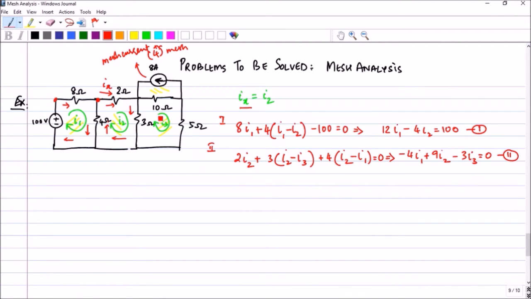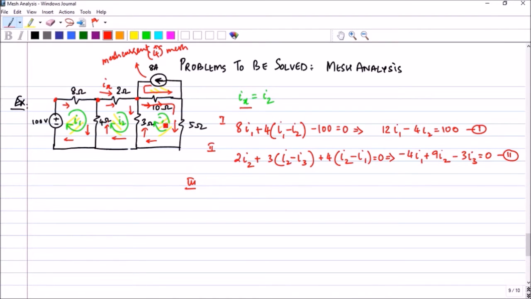Now let us try the third mesh. You have to be very careful when you are writing the third mesh here. So you start from this point and move in this direction. When you reach the 10 ohm resistor, you can clearly see there are two currents involved. There is the current of 8 amperes, which is part of mesh 4, flowing like this, and then you have your I3, which flows like this.